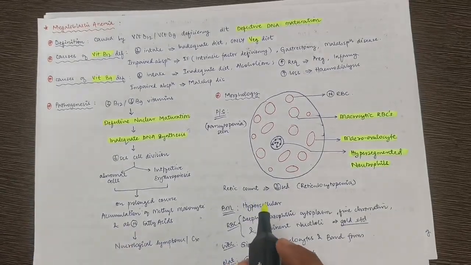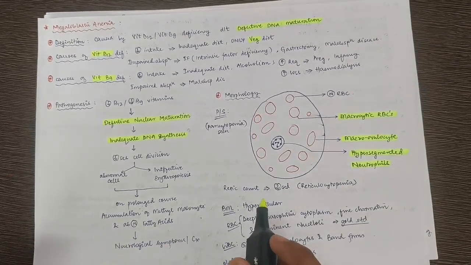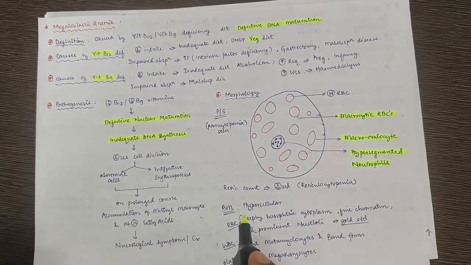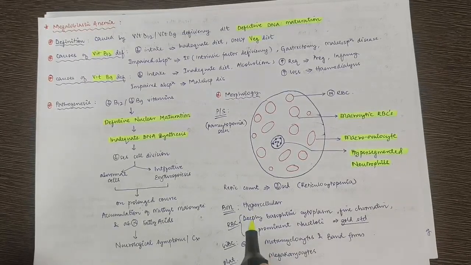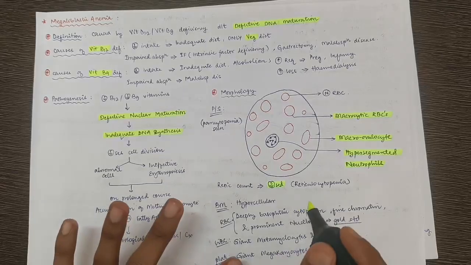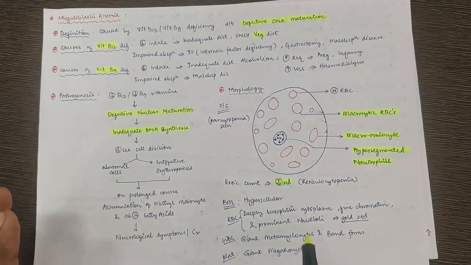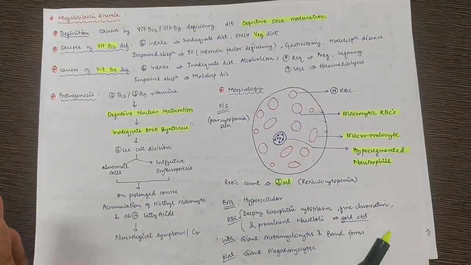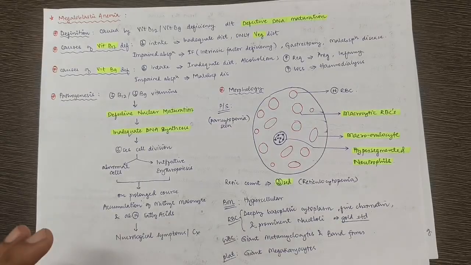So what happens to the retic count here? In case of iron deficiency anemia, what was the retic count? Retic count may be increased, it may be decreased or normal, whereas here it is always decreased. Okay, it is always decreased. So the patient will have reticulocytopenia. Here in the history they will mention it is reticulocytopenia, don't forget.